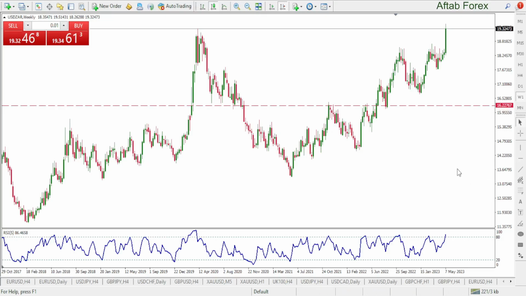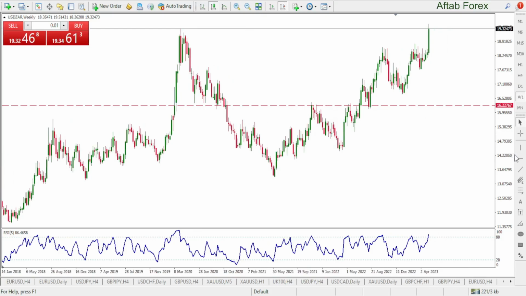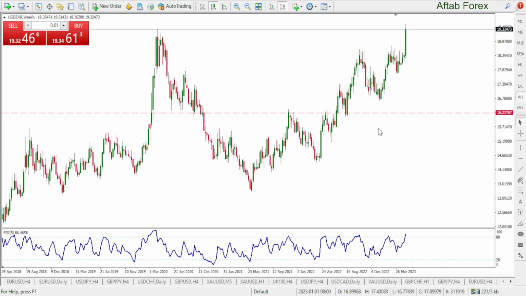And stay with me, I will be analyzing this pair USD ZAR after a very long time. I picked this particular pair so that I can convey my message very well, because I have not analyzed it in a while, so it will be easy for me to explain things, and also I will be able to analyze this USD ZAR pair.